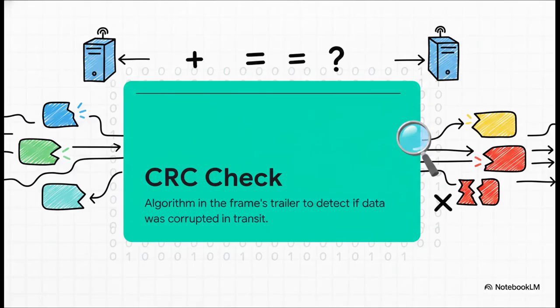Oh, and remember that trailer we mentioned at the end of the frame earlier? It holds the cyclic redundancy check, or CRC. The sending computer runs a complex math equation on the data and drops the answer right in that trailer. When the frame arrives, the receiver runs the exact same equation. If the math doesn't match up, maybe a bit flipped due to some random electrical interference, the receiver just instantly drops the corrupted frame, and the upper layers have to request it all over again.